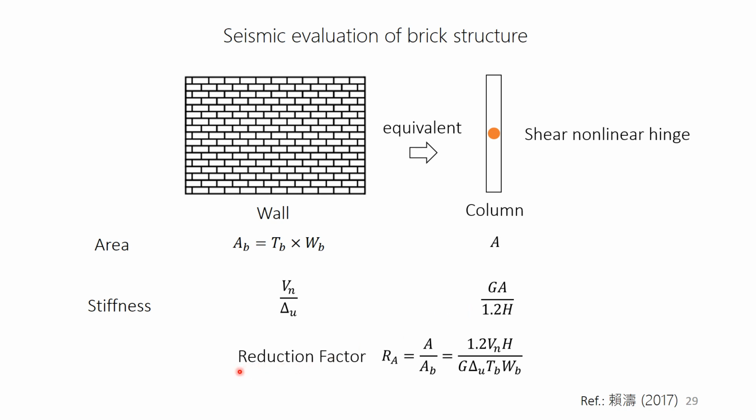So what is the reduction factor RA? It is the column section A divided by AB, which is equal to this equation. So by assigning the reduction factor RA to the brick wall section, the equivalent column is determined.